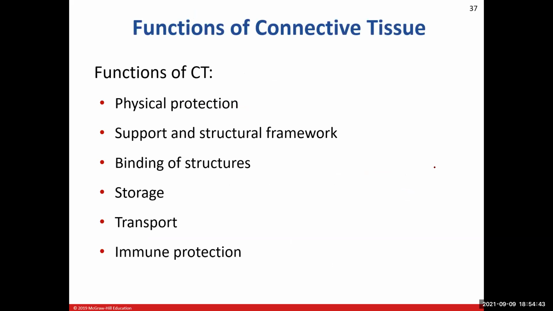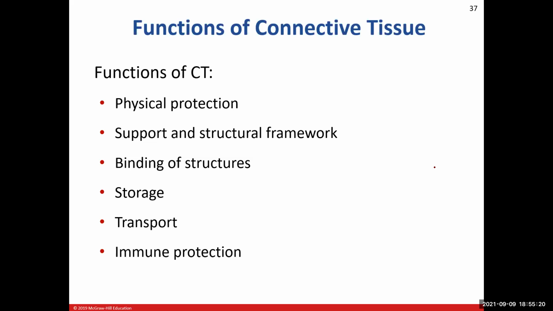So here are some of the functions: protection, support structure, binding of structures, storage, transport, and immune protection. Storage and transport, especially storage when we get into adipose tissue, energy storage. Reticular tissue, again, is going to store cells. Transport, fluid connective tissue all day long. And then with our immune protection, we'll see how certain white blood cells are going to be in quite abundance in some of these connective tissues.